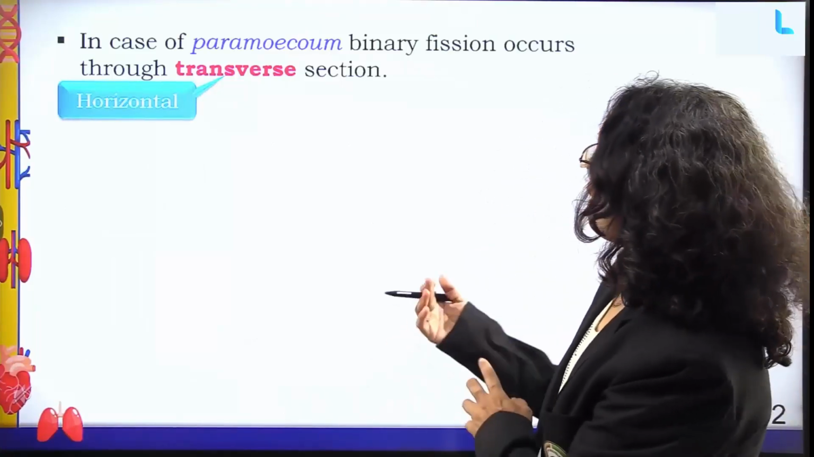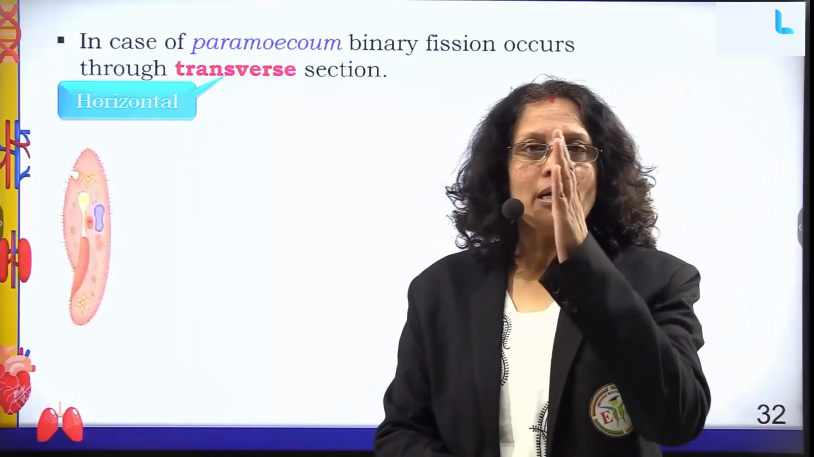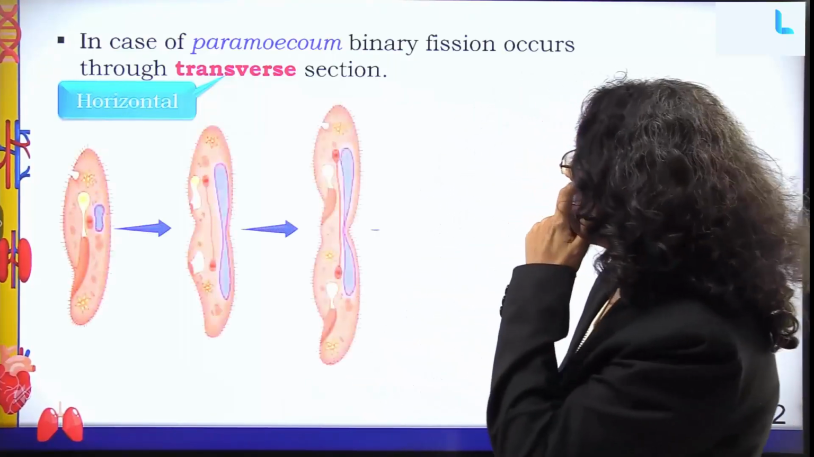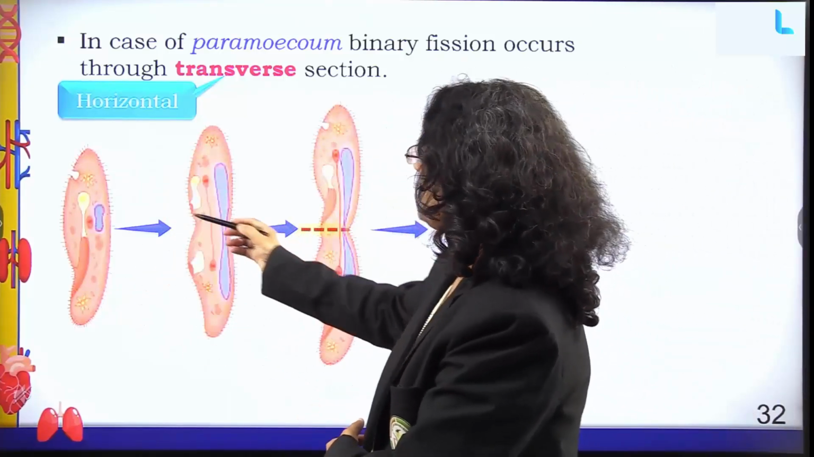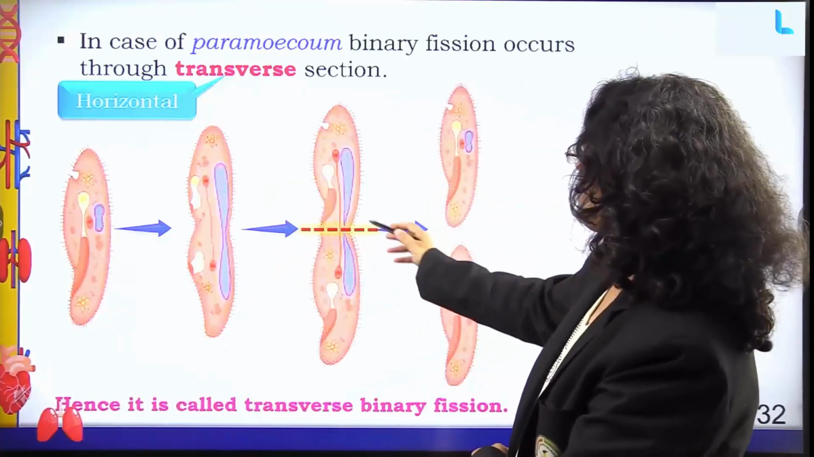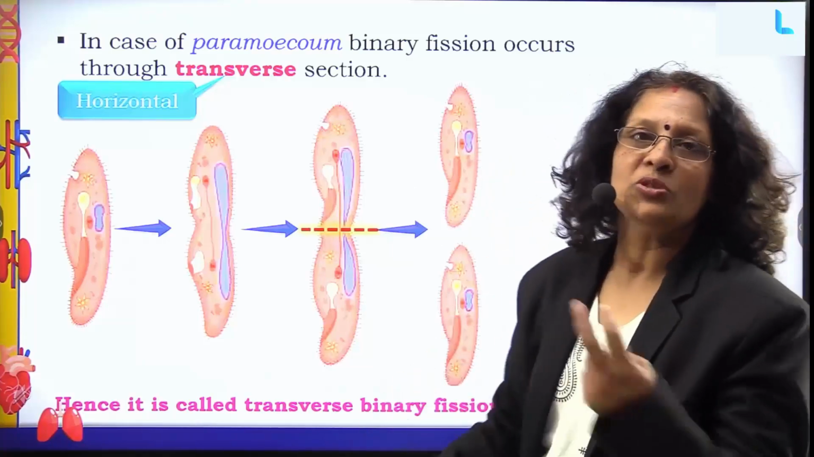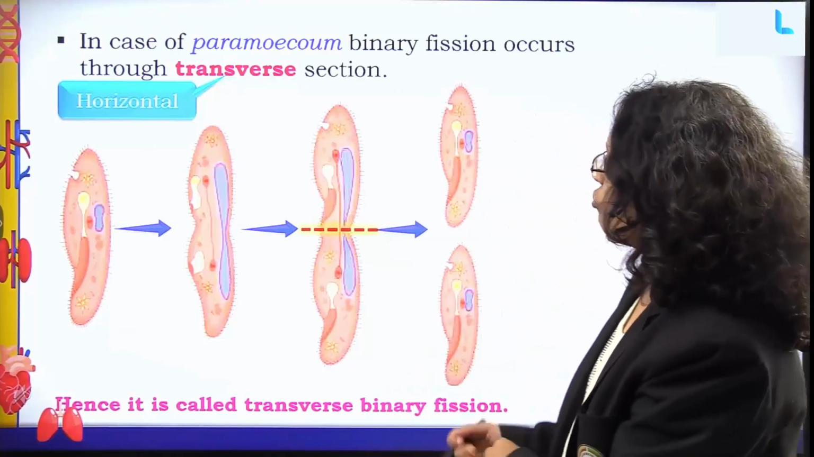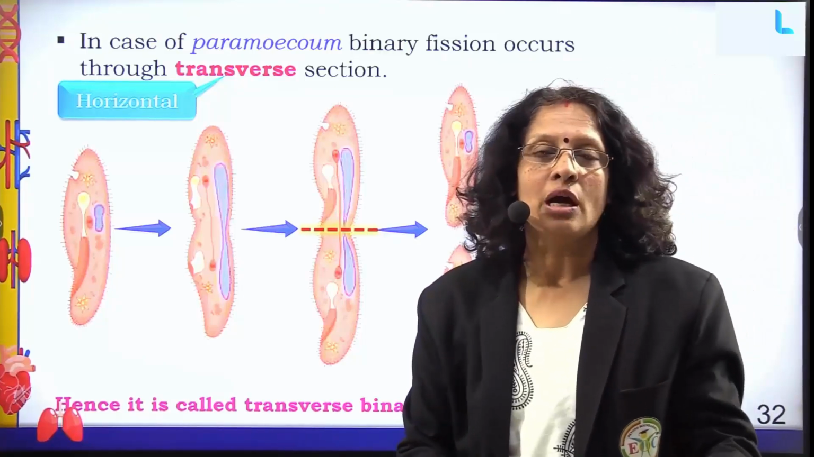Okay, now in the case of paramecium, binary fission will occur through the transverse plane. Only a transverse section is possible, horizontally. You can see here, the nucleus, the purple color, got elongated. Now it will break this way only. So it has broken into two. Now they have become two cells, two parameciums. This kind of binary fission is called transverse binary fission. Amoeba was called simple binary fission.